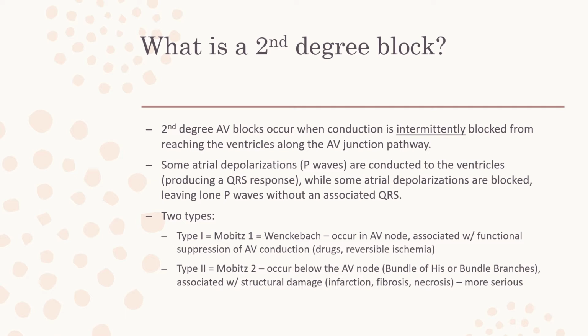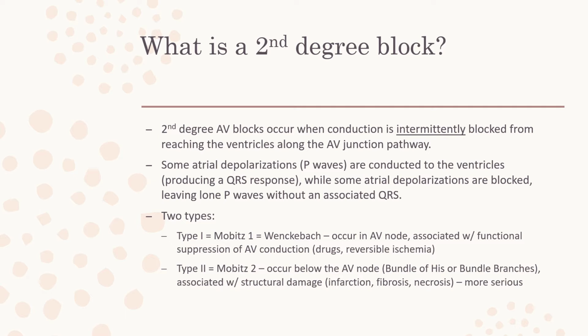So what's happening in first degree is it's just taking longer to be transmitted. All of your impulses coming from the SA node are being transmitted down to the ventricles in first degree heart block. In second degree heart block, the impulses are intermittently blocked from going down to the ventricles. Some atrial depolarizations are conducted to the ventricles, producing a QRS response, while some are blocked, leaving lone P waves without an associated QRS.